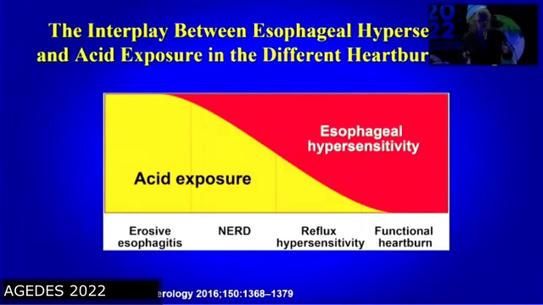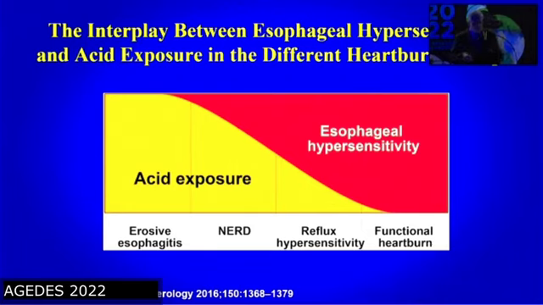We also need to look at the underlying mechanisms of these three different disorders. And this slide was generated, by the way, by the Rome 4. On the left side, you see the two phenotypes of gastroesophageal reflux disease. In patients with erosive esophagitis, acid exposure is the main underlying mechanism. As you move to the right, you have the non-erosive reflux disease patient. There still, acid exposure is the main mechanism, but we start to see another important mechanism, which is esophageal hypersensitivity.